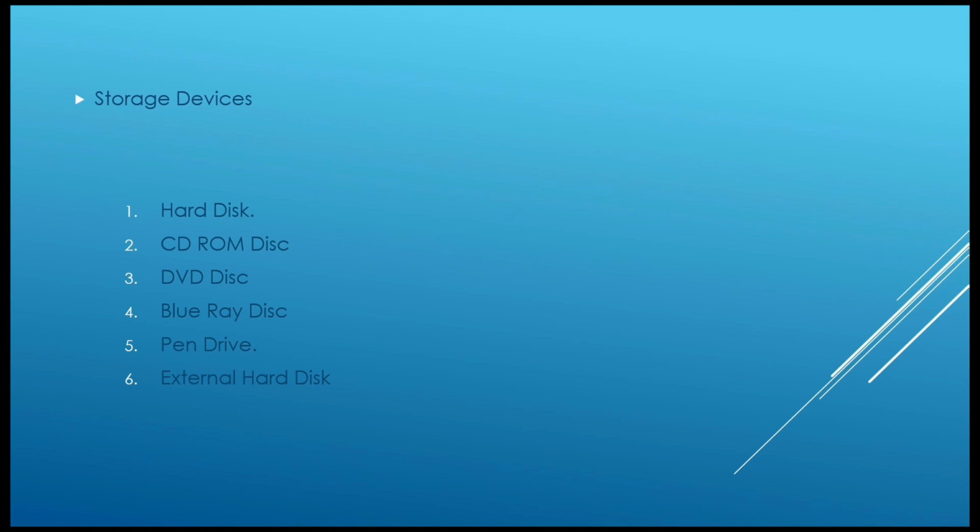So, storage devices. As we discussed, a computer can store a large amount of data. So how can you store that data? You have many devices where you can store your data. You can have a hard disk, a CD-ROM disk, a DVD disk, a Blu-ray disk, a pen drive, and an external hard disk also. These are the devices where you can store your data for future use.